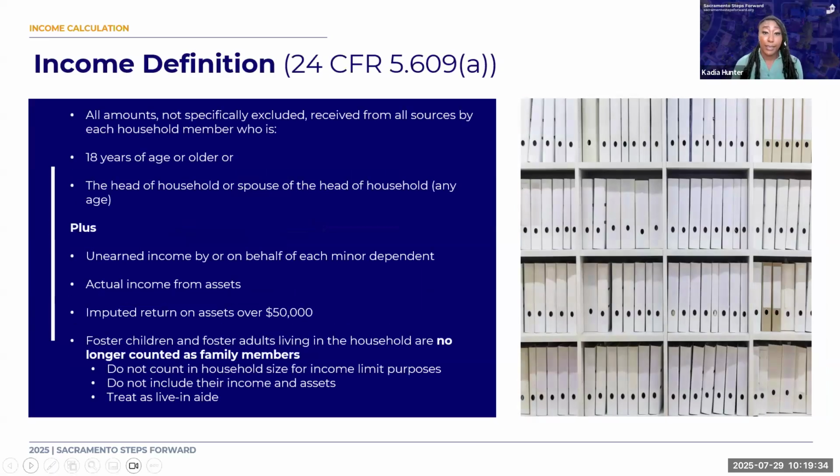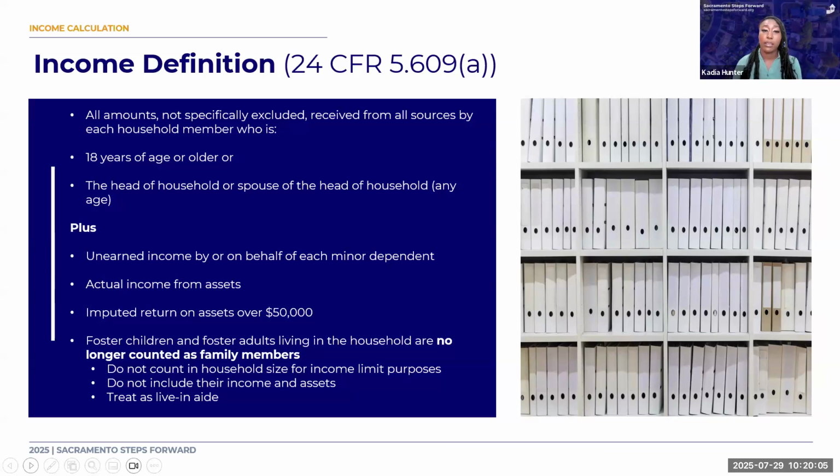All right, let's get into the nitty-gritty of the income definition under 24 CFR 5.609(a). Basically, it includes all amounts not specifically excluded from any source for household members 18 or older or head of household or their spouses, regardless of their age. Plus unearned income for minors, actual income from assets, and even imputed returns on assets over $50,000.